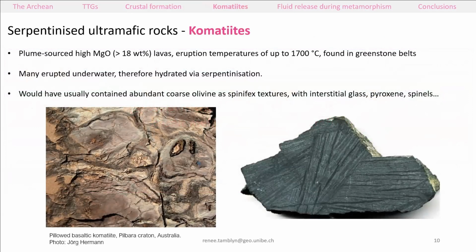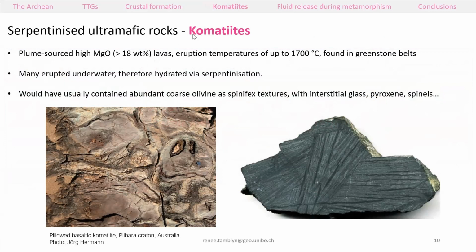So in the Archean, we don't have nice ophiolites, perhaps like we do on the modern Earth, but what we do have is these komatiites, which are found in greenstone belts. So they're erupted ultramafic rocks. They have very high magnesium contents. And many were erupted underwater. So therefore, a lot of them are immediately hydrated by serpentinization reactions.